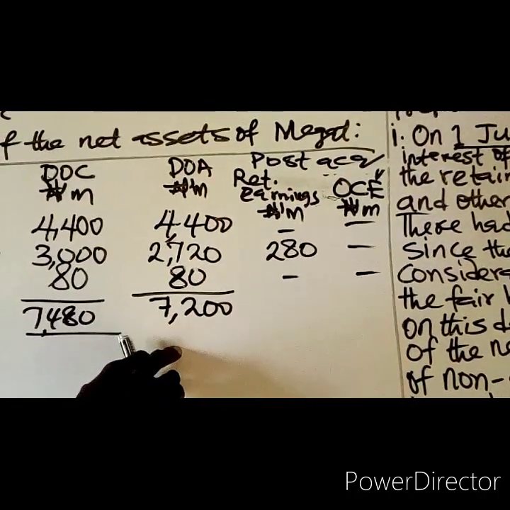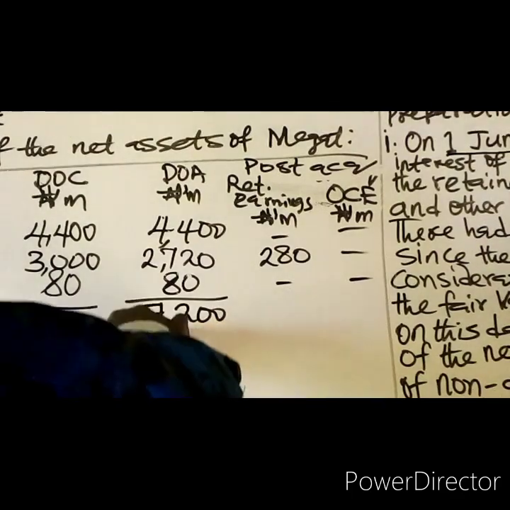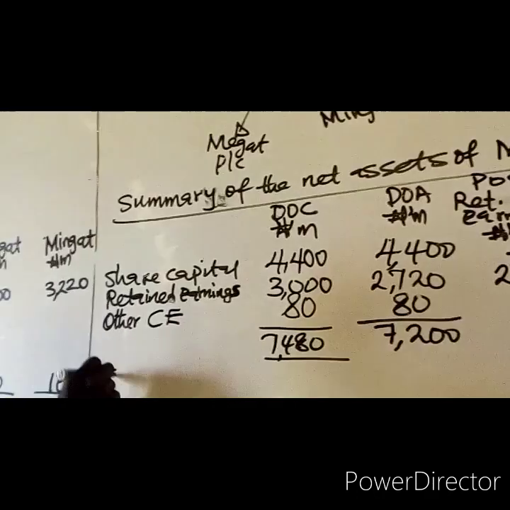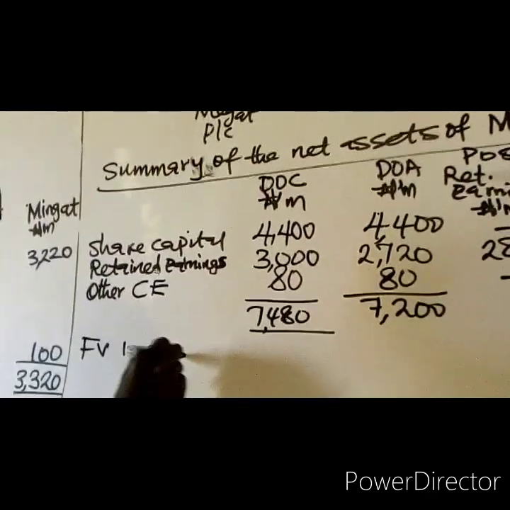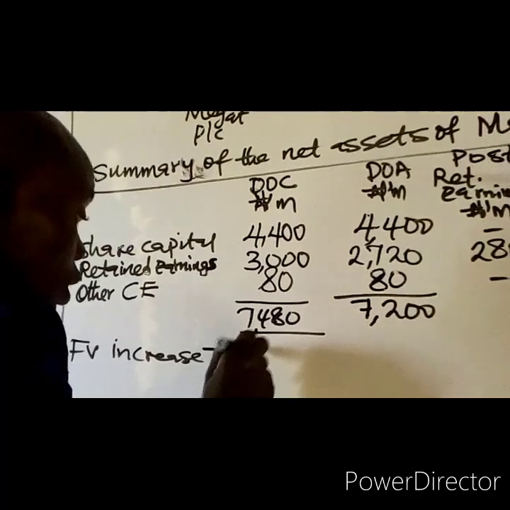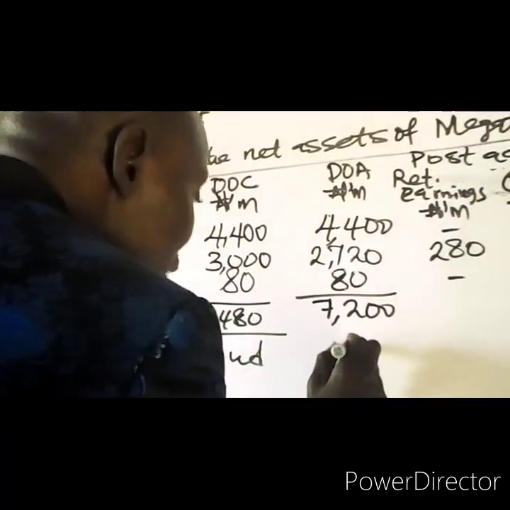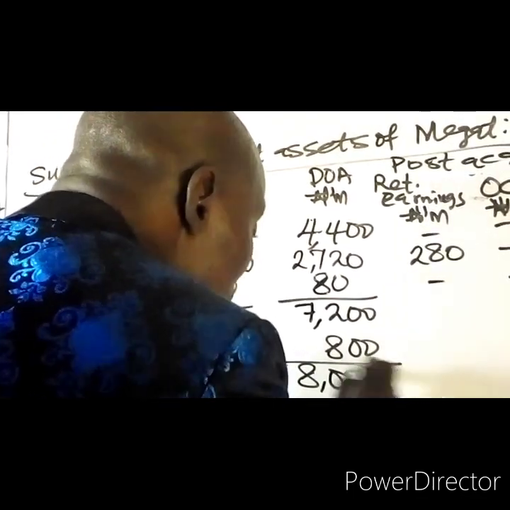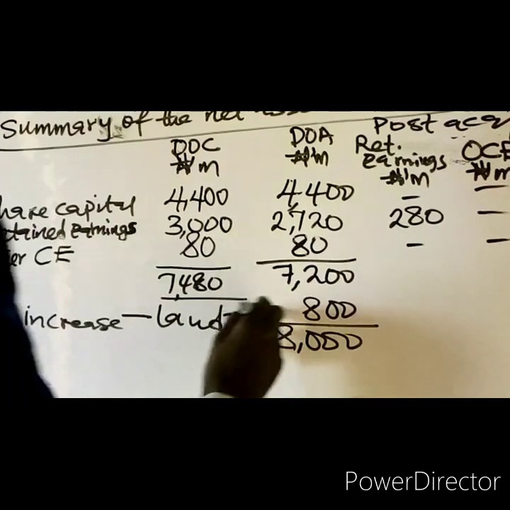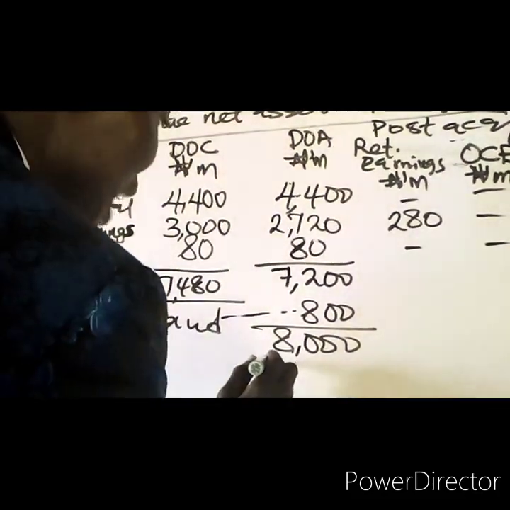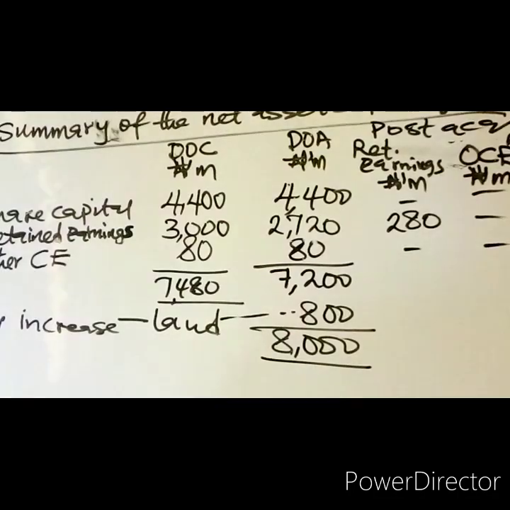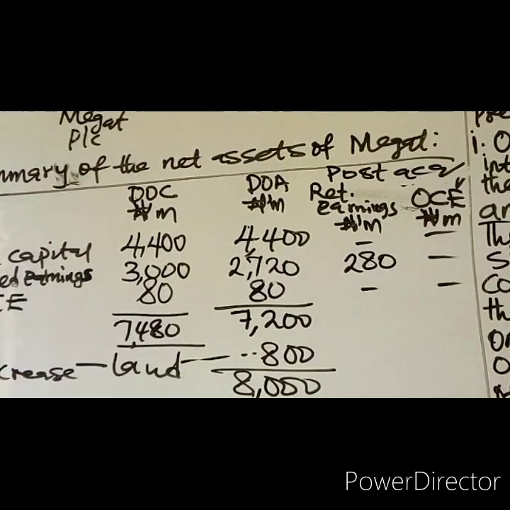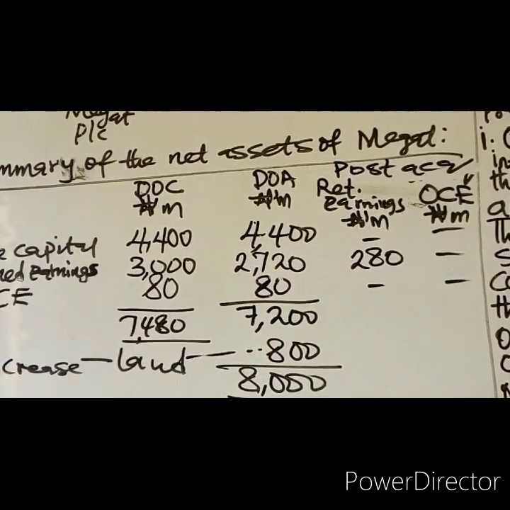And you were told that the increase, the amount by which the 8 billion exceeds this, is due to non-depreciable land. So we have the fair value increase attributable to non-depreciable land, which should be 800. Since the fair value of net asset is given to be 8,000, that means the difference of 800 is what is attributable to land. That is the net asset at the date of acquisition of Megat. That is the summary of Megat net assets.